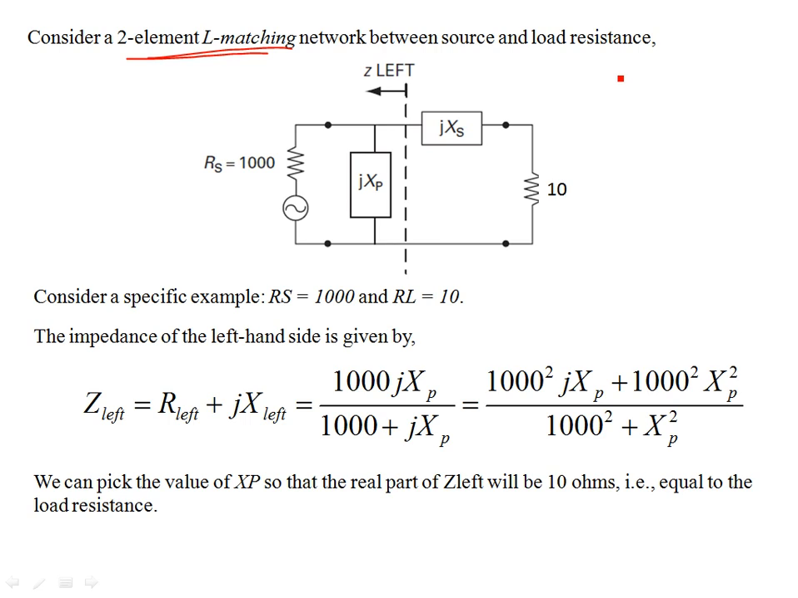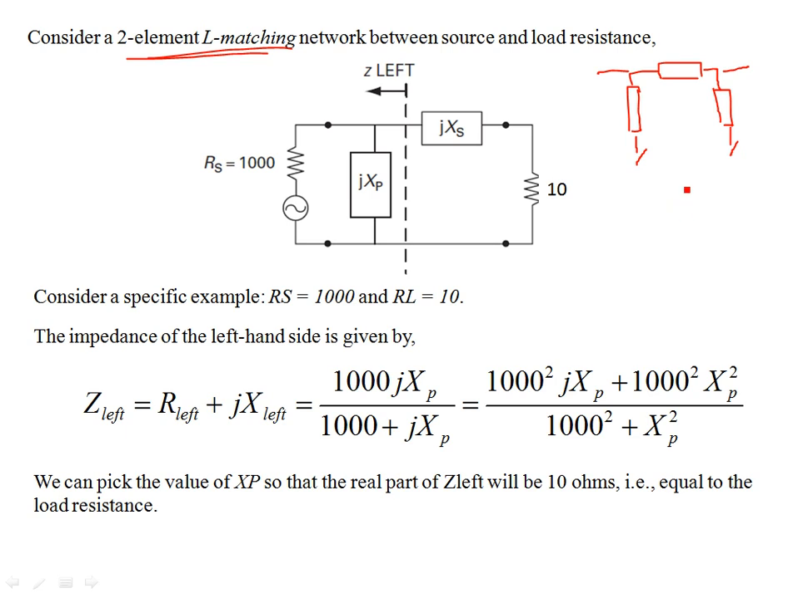Okay, pi looks like this. So instead of having a reactive element configured in L configuration, you can have a pi configuration like this. So this looks like a pi. Okay, so this is a pi topology, and these reactors can either be inductive, capacitive, or a combination. Okay, so this is a pi network topology.